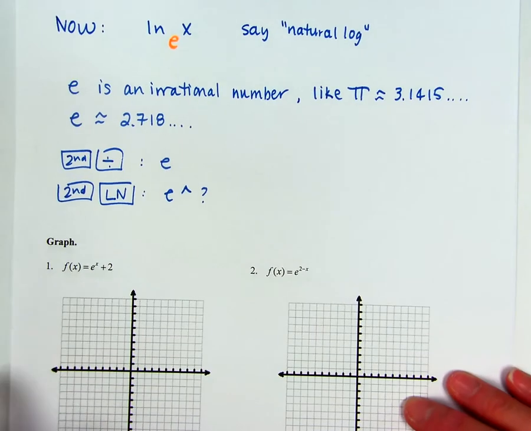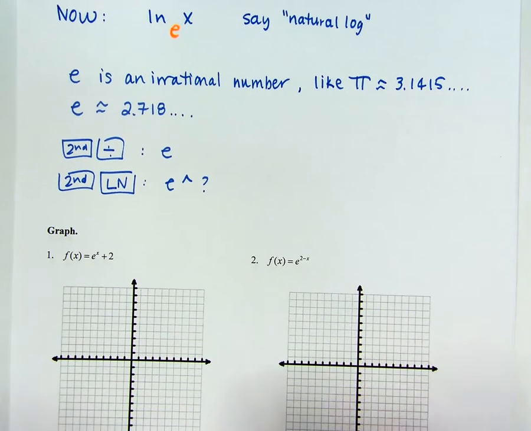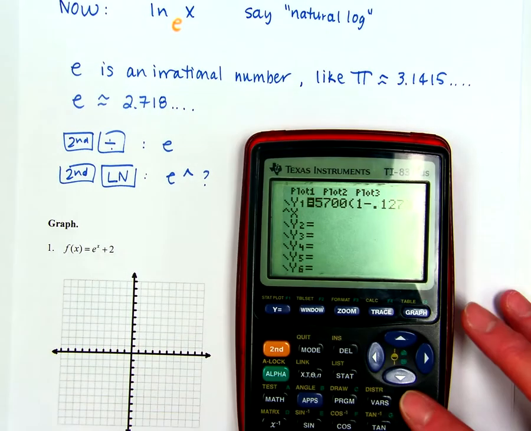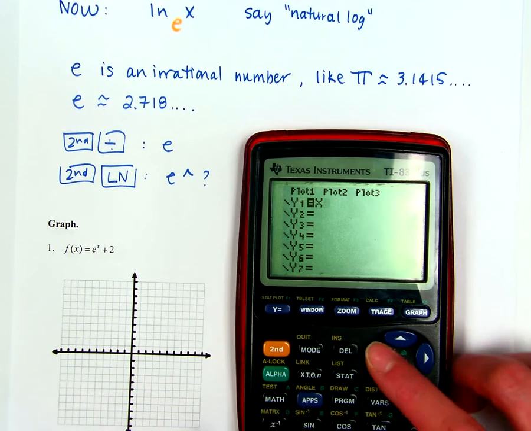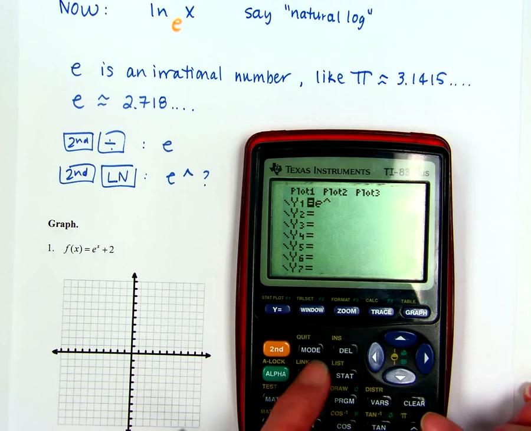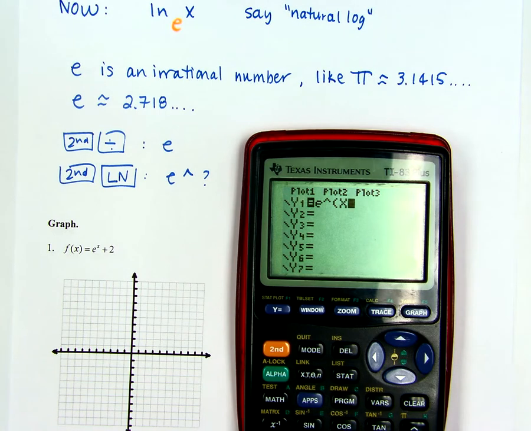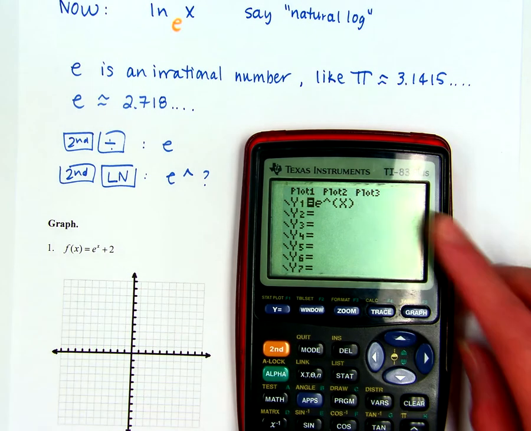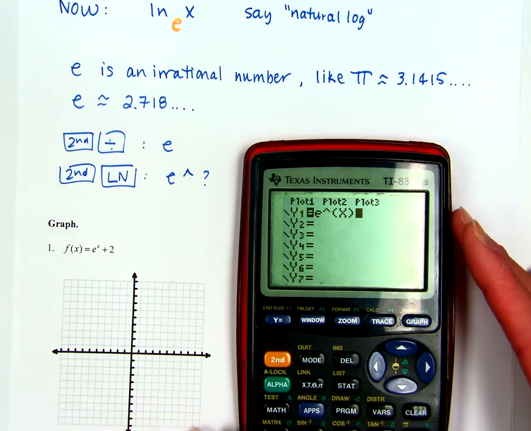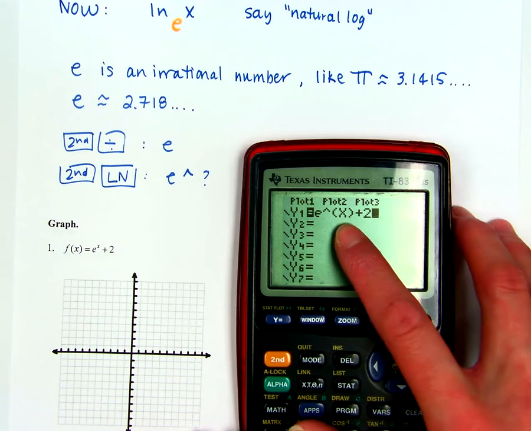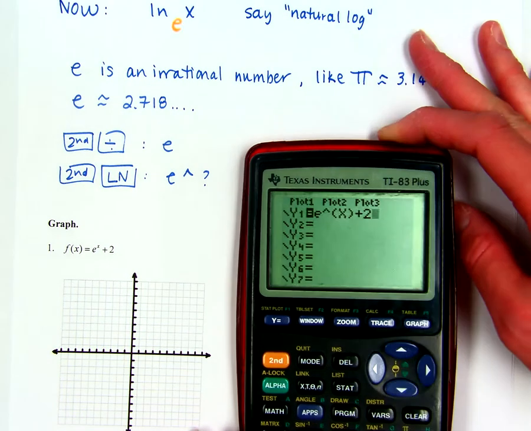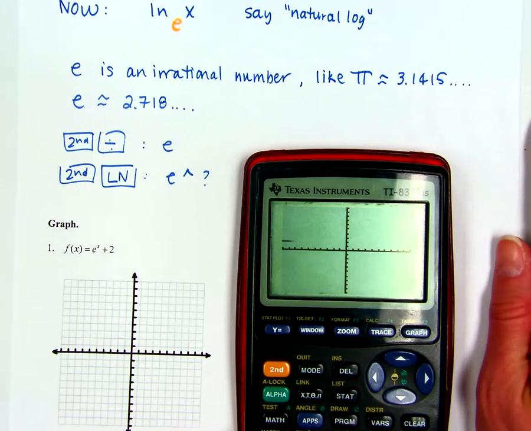So first thing is we're going to graph. So in number 1, you're going to go to y equals, you're going to do e to the x. Now, I did second divide, but you could also do second natural log, so you could do e to the x that way. If you do it that way, make sure you close the parentheses. Okay, because the only thing that should be up in the exponent is the x, not the plus 2. So type it in, you're going to hit graph.